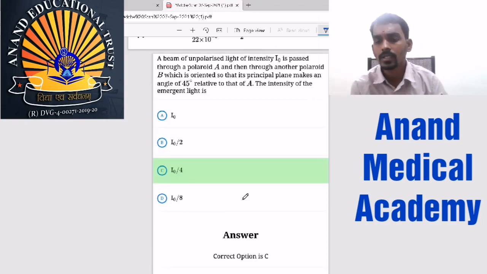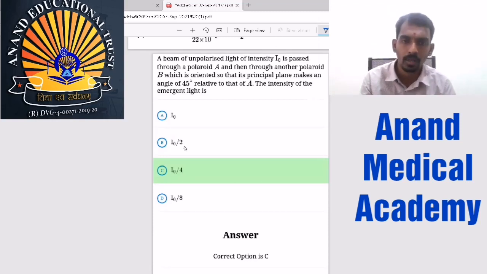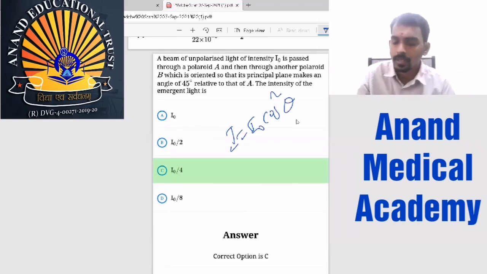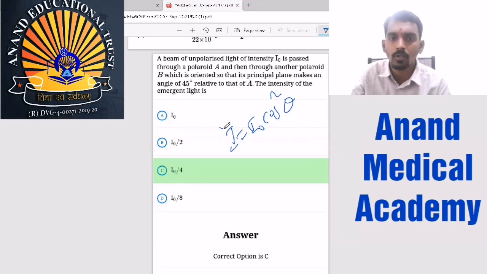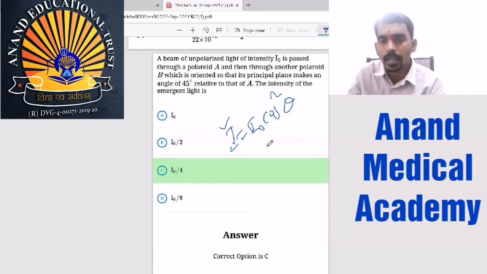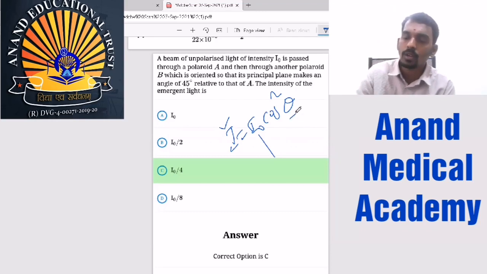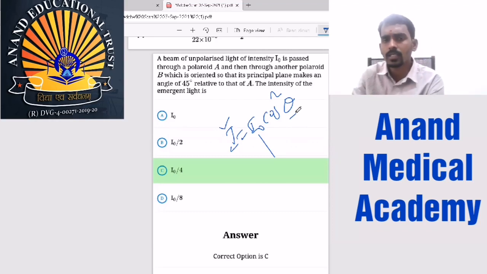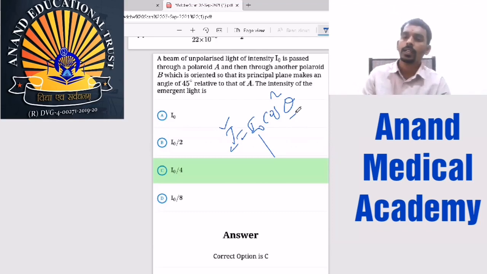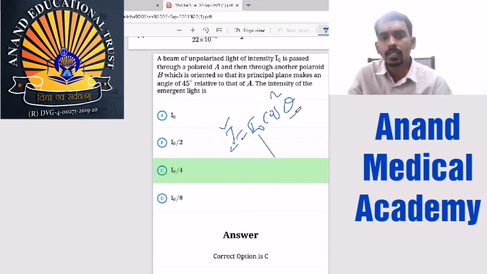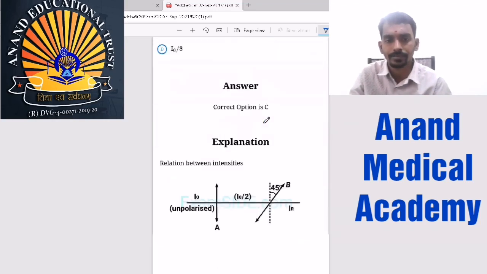That is how the analyzer changes the intensity of a polarized light. So I equals I naught cos square theta, where I is the intensity emerging out from the analyzer, I naught is the intensity falling on the analyzer, and theta is the angle between the transmission axis of polarizer and analyzer. Polarizer will convert unpolarized light into polarized light, but the analyzer will change the intensity. So depending on the question, you need to calculate it.